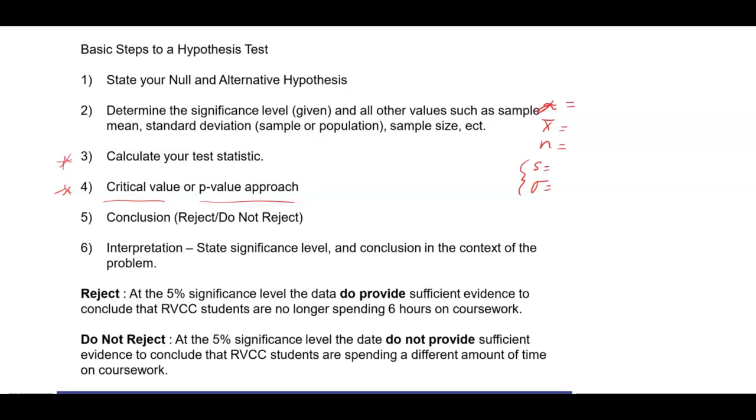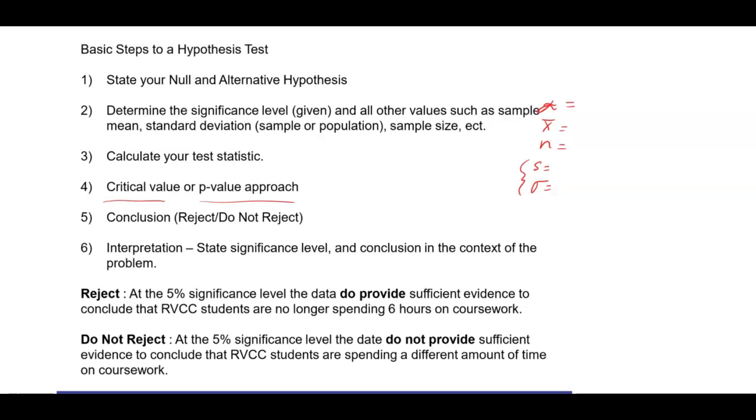Step 5, that's just your conclusion. After you do your critical value or p-value approach, you're going to be able to come out and say, I reject or do not reject the null hypothesis. And then your last step is to interpret. This is a sentence you're going to write in relation to the context of the original problem.